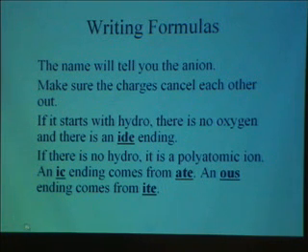Writing formulas, the name will tell you the anion. You use the same rules as what we were doing before for naming ionic compounds. You make sure the charges cancel each other out, and then you just work backward with what we've been doing, and you use the table to assist you. If it starts with hydro, then the ending would be an IDE ending. If there's no hydro, it's a polyatomic ion. An ic ending comes from ATE, and an OUS ending comes from the anion having an ITE ending. So let's try some examples together.